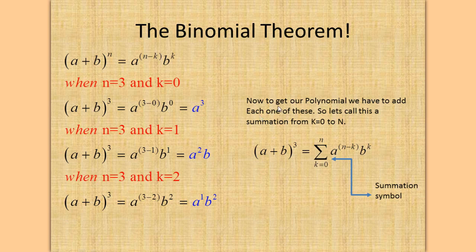Okay, now to get our polynomial, we have to add each of these terms. A cubed plus a squared times b plus a raised to the power of 1 times b squared. So let's call this addition a summation, and we call this a summation sign. This summation sign is telling us, as we plug in these numbers from k equals 0 to n, we're going to add each term we get, okay?